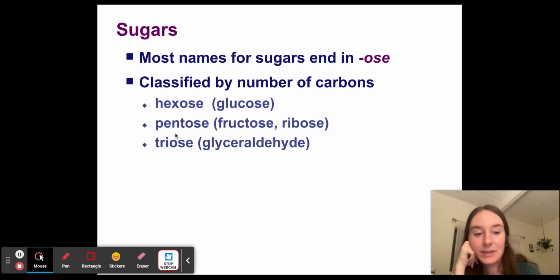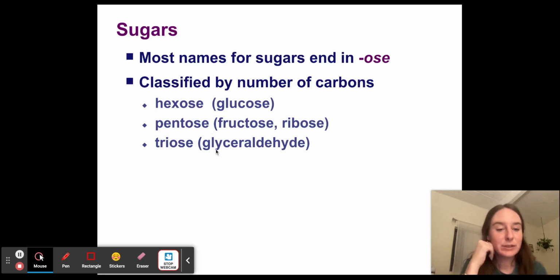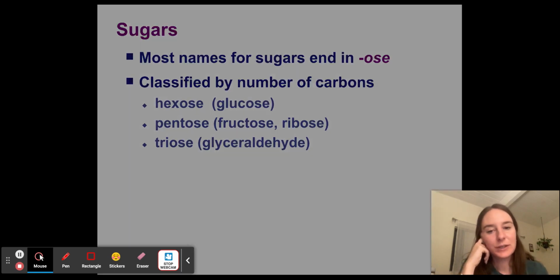There's 5 carbons. Pent means 5. Ose means sugar, so 5 carbon sugar. That's fructose and ribose. Triose is glyceraldehyde. So there's 3 carbons. That's a 3 carbon sugar.